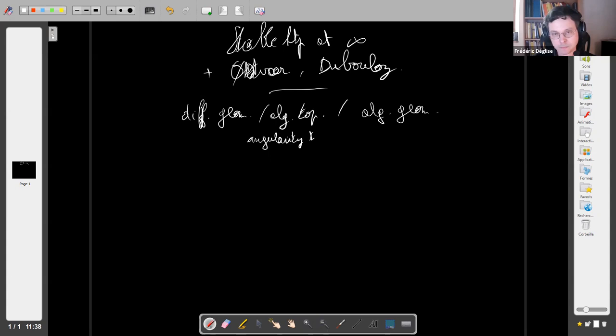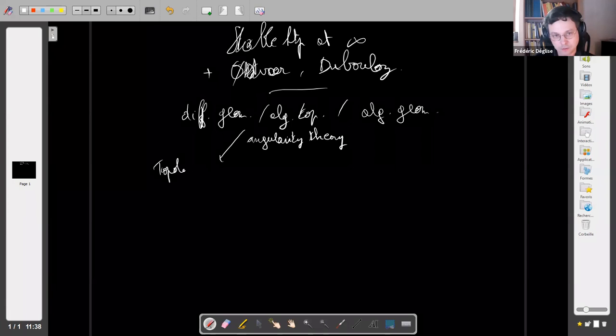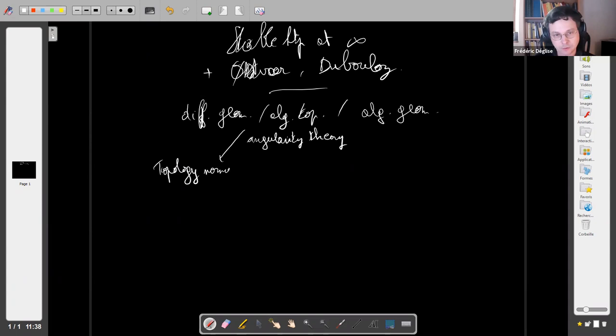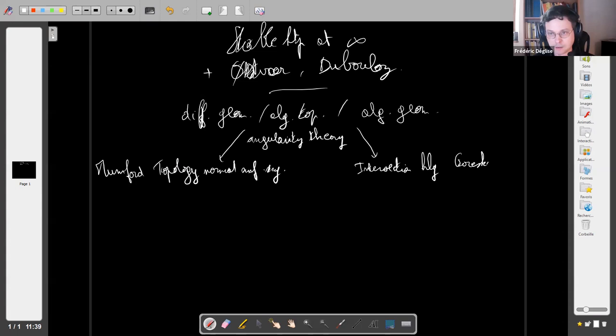So there are two branches here. First, there is Mumford's study of the topology of normal surface singularities. So this is Mumford around the 60s. And on the other hand, slightly later, but not so much, there is intersection homology, which is from Goresky and MacPherson. Okay, and so these subjects have evolved, of course.